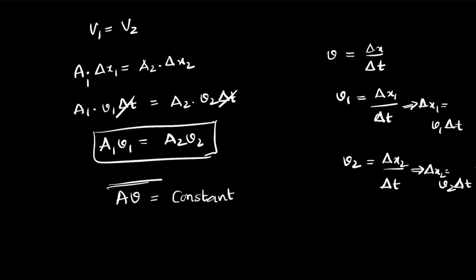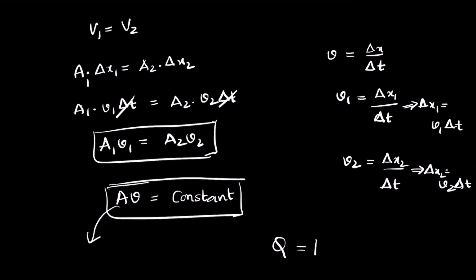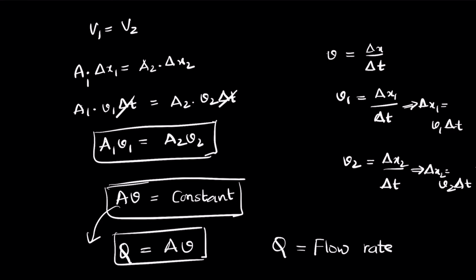This has a special term in fluid mechanics, where it is called the flow rate. So Q, the flow rate, is equal to the area times the velocity. The unit for the flow rate is meter cube per second.